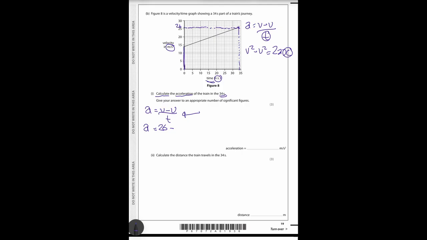So u is going to be 14, so I've put that in here, divided by 34, because it tells me the time is 34. I'm going to put this in my calculator. As always, I'll write the full number from my calculator, 0.3529, blah, blah, blah. And now I'm going to round it, because I've got into the habit of rounding everything to significant figures. So on there, I'm going to put 0.35.